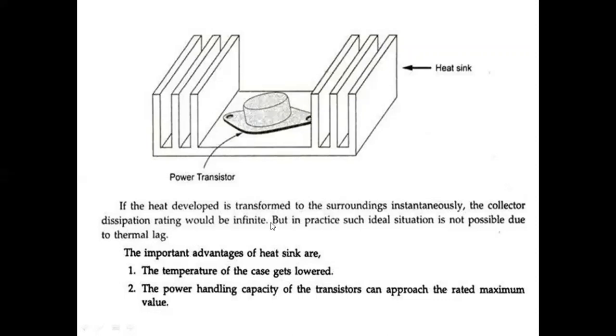So what are the advantages of a heat sink? Mainly, we have two advantages here. First, the temperature of the case gets lower. Because of the heat sink, the temperature of the transistor gets lower. And the second advantage is that the power handling capacity of the transistor can approach the rated maximum value. So we can increase the power handling of the transistor, and we can dissipate the extra heat or temperature to the surroundings. These are the two advantages of heat sinks.